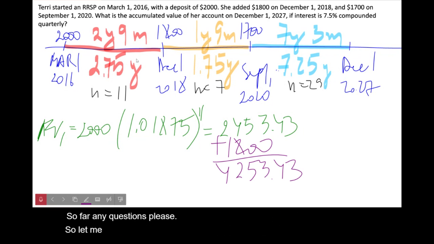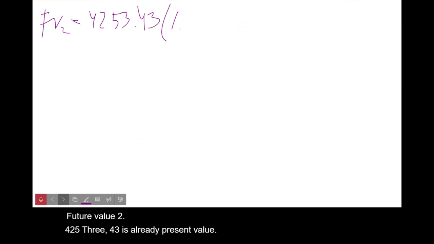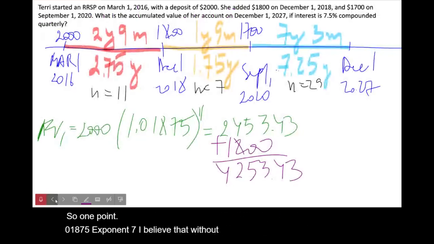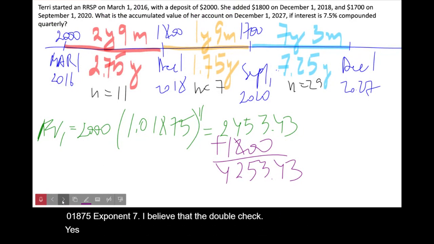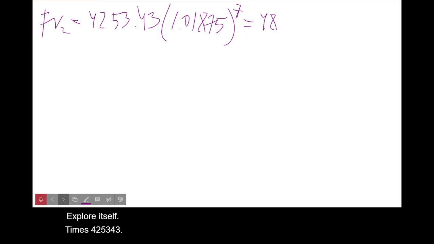Okay, so let me flip a page. Now we're here at December 1. Future value 2, 4253.43 is already present value. So 1.01875 exponent 7, I believe. Let me double check. Yes, 7. So exponent 7 times 4253.43 gives 4840.09.